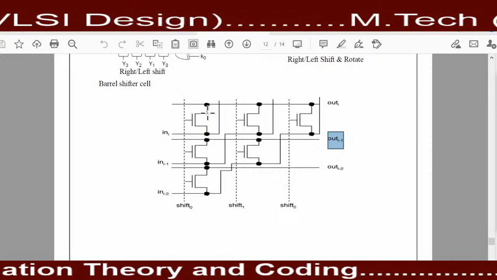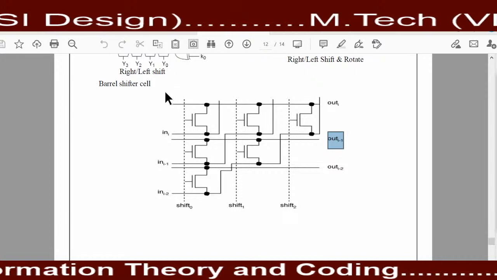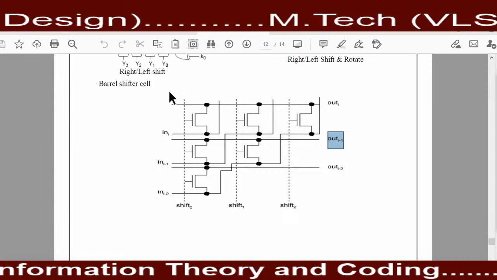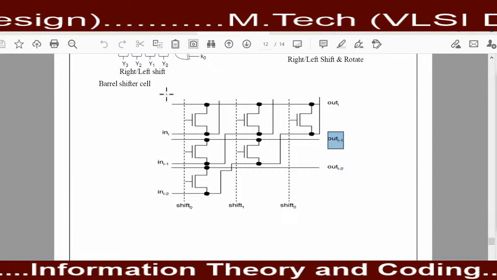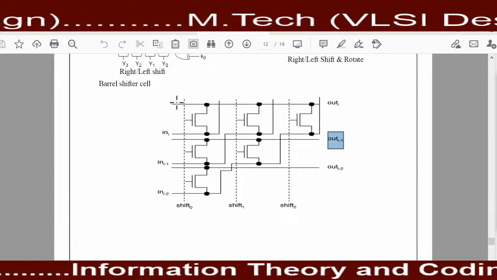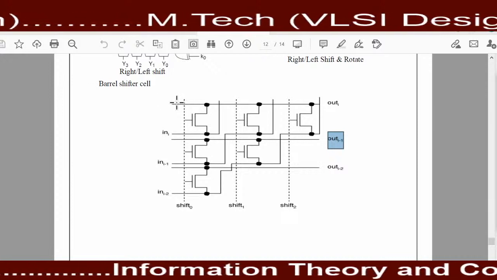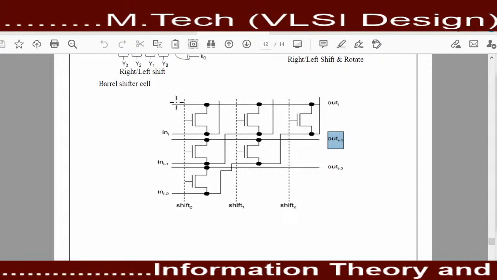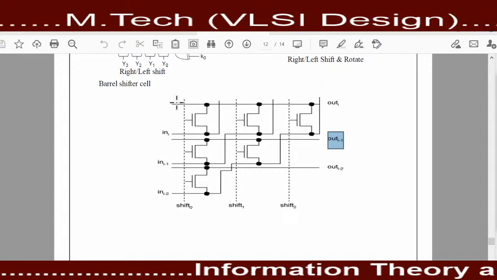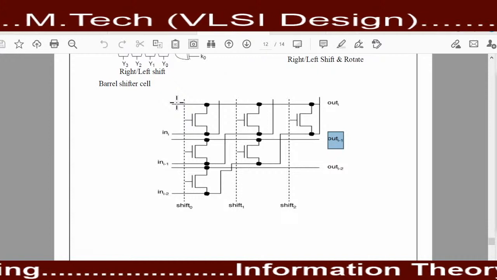So according to the requirement of the designer, according to the requirement of the circuitry, we can shift the data by using this barrel shifter circuit. This is all about the shifter part in VLSI system design. I hope you all understand this topic very well.